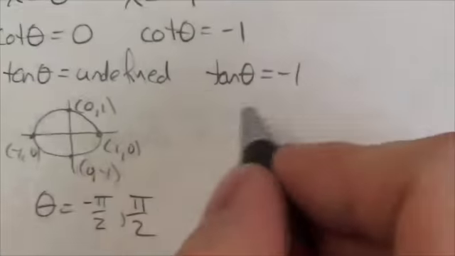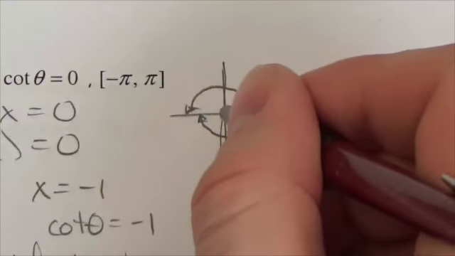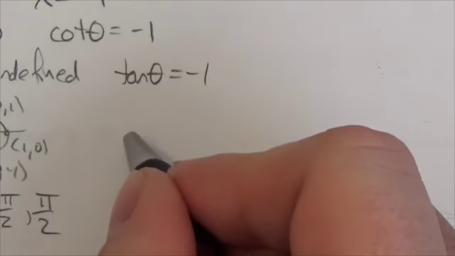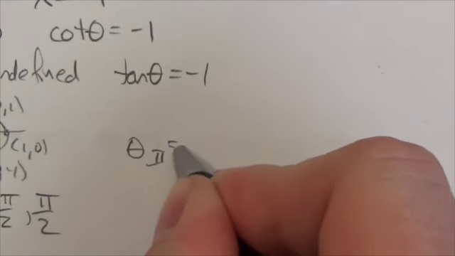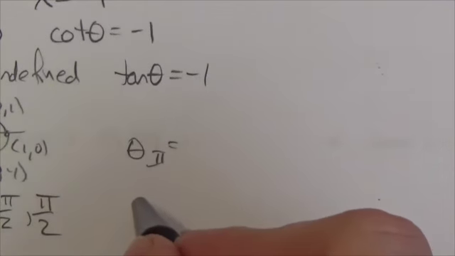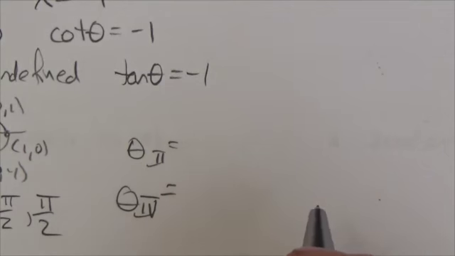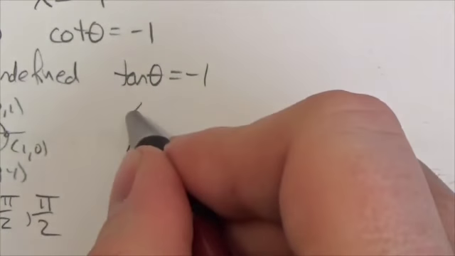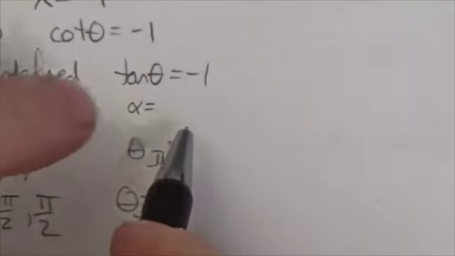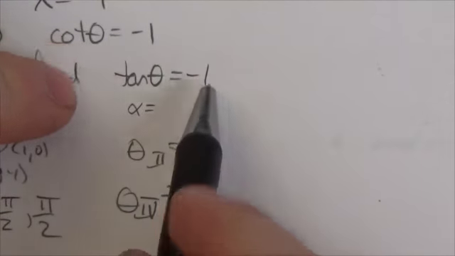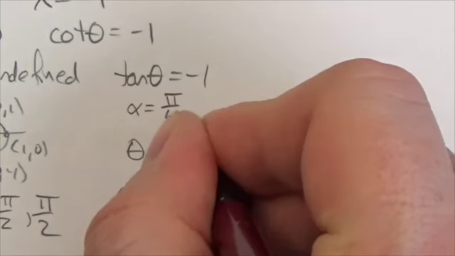Now I move to this one right here. Tangent is negative. Okay, well, tangent is negative in quadrants 2 and 4. Okay, so I know I'm going to get a second quadrant angle, and I'm going to get a fourth quadrant angle. Sorry, I'm going to get a fourth quadrant angle. My reference angle in this case, I got to think, well, what reference angle connects tangent to the value 1? And in this case, it's pi over 4.